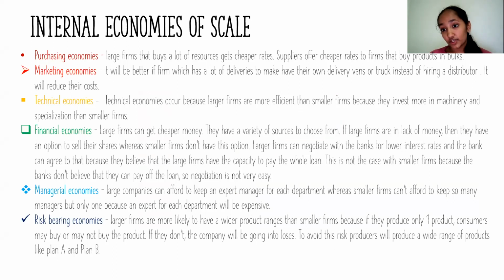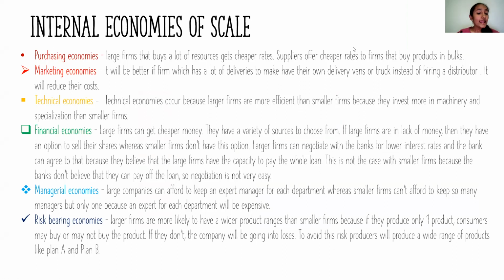There are two types of economies of scale: internal economies of scale, which happen inside the company, and external economies of scale, which happen outside the company. First, we'll discuss internal economies of scale. Internal economies of scale mainly come with purchasing economies. Large firms that buy a lot of resources get cheaper rates. Suppliers offer cheaper rates to firms that buy products in bulk.